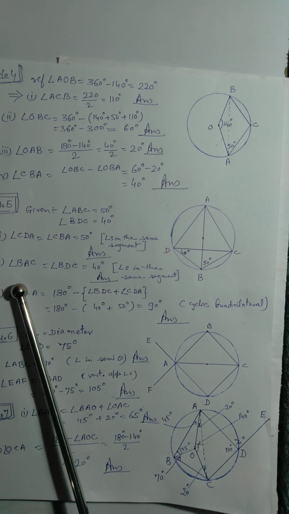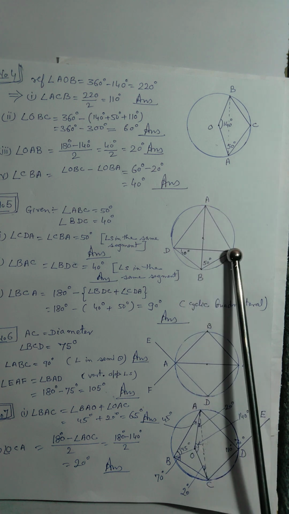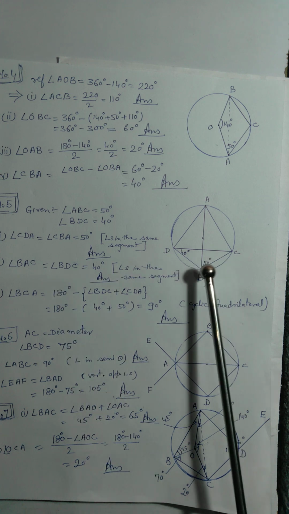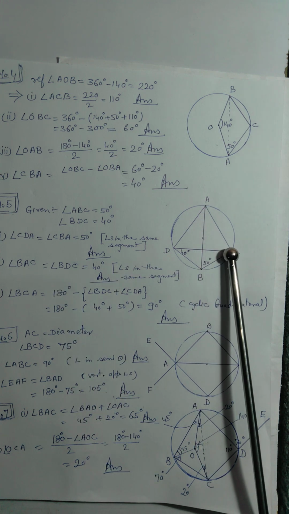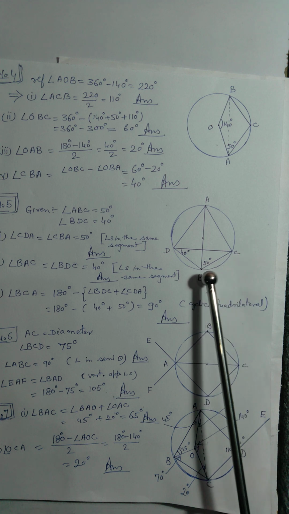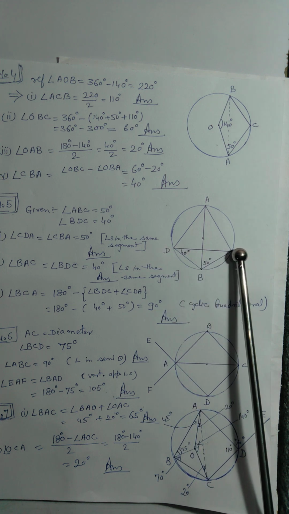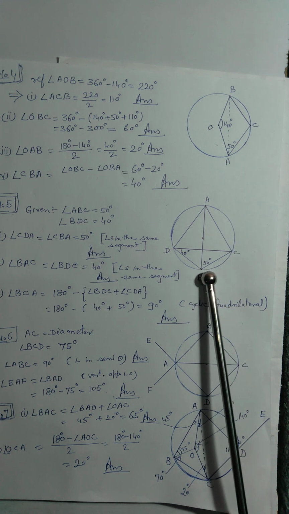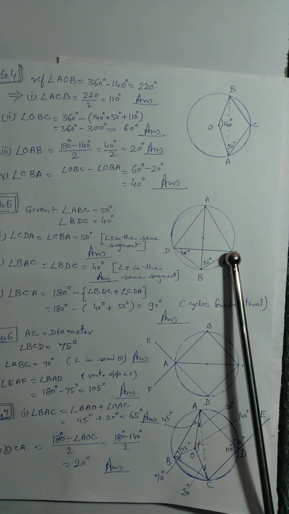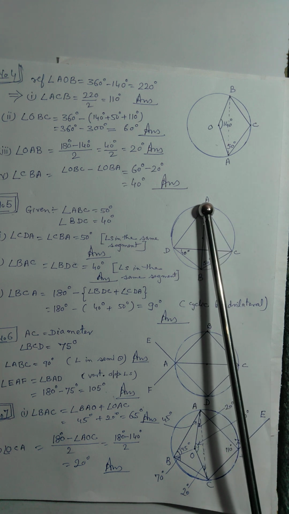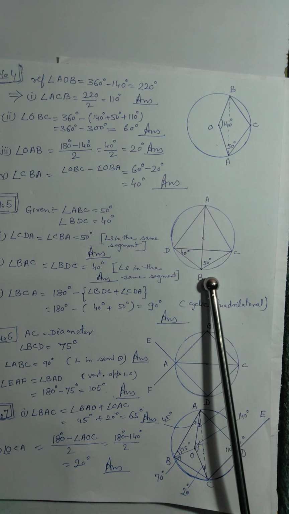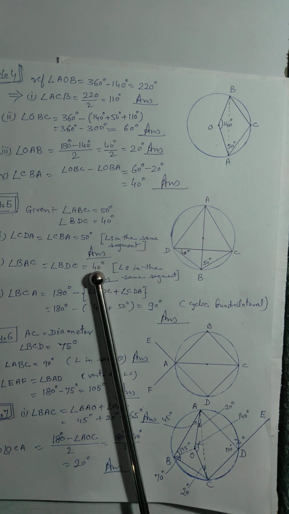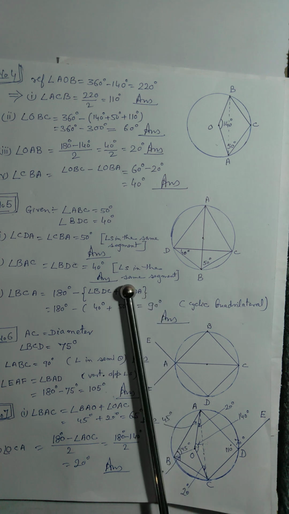Second part, BAC. BAC is equal to BDC. Why? Because this segment, BC segment, the angle subtended by the BC at the circumference, you can say on the circumference, that is 40 degree, and it will be also 40 degree. Angles in the same segment, that is 40 degree.